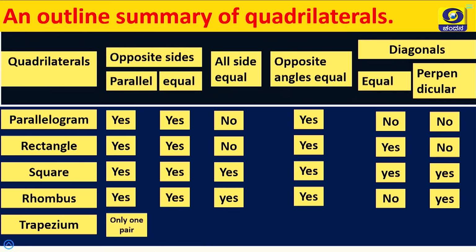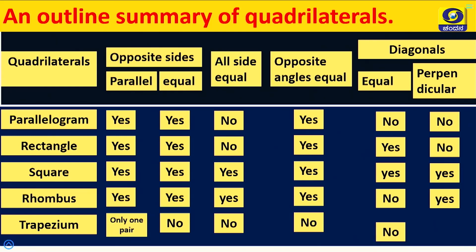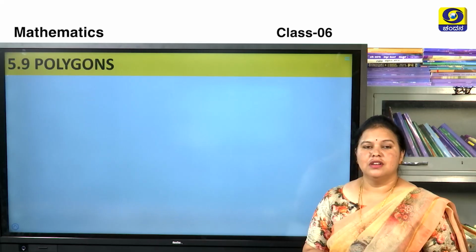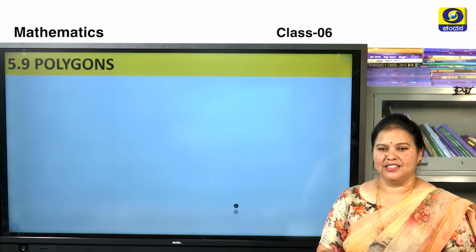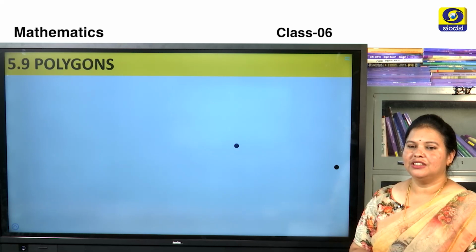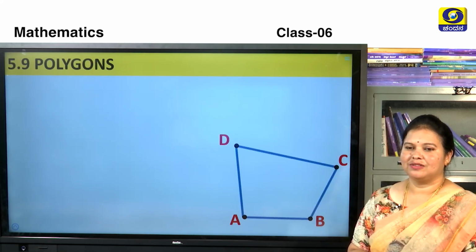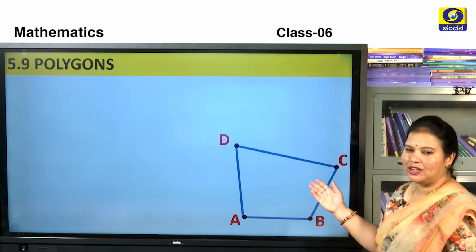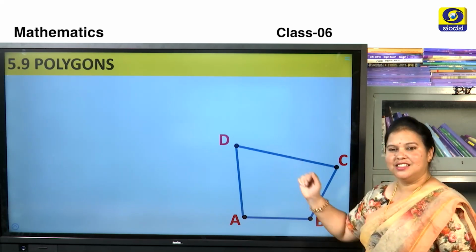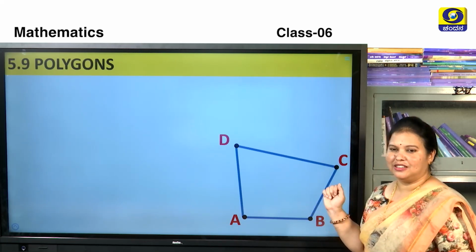In trapezium, only one pair is parallel, but they are not equal. All sides are not equal. Opposite angles are also not equal. Diagonals are also not equal, and they are not perpendicular also. Now we will study about polygons. Children, observe here the shape formed with straight lines and vertices. See, it's a quadrilateral ABCD, isn't it? And it is a polygon.